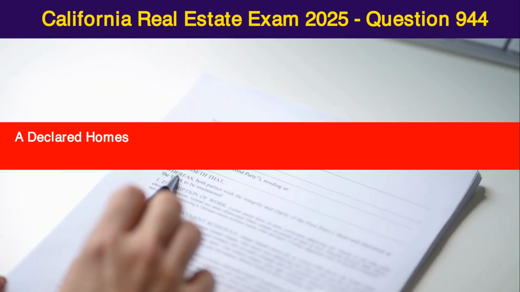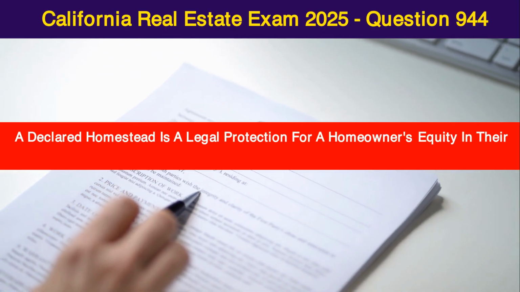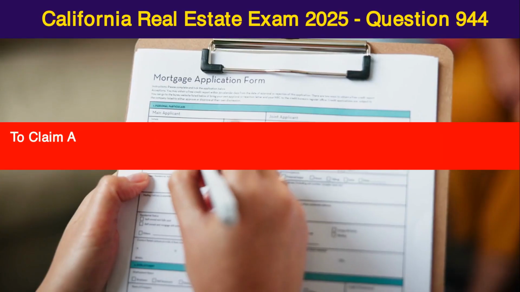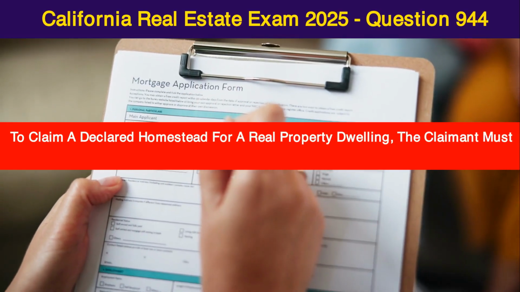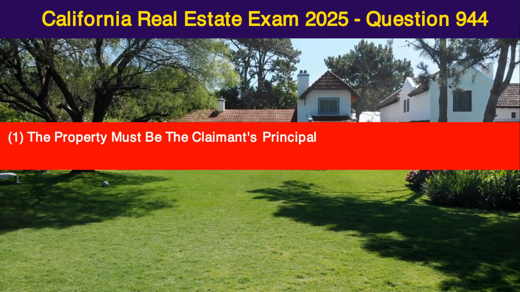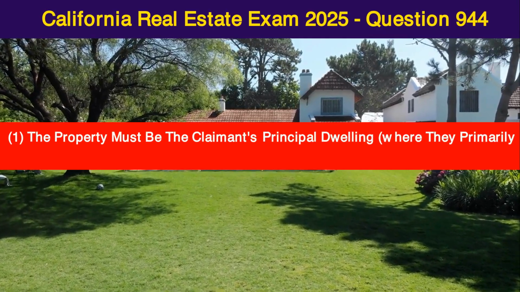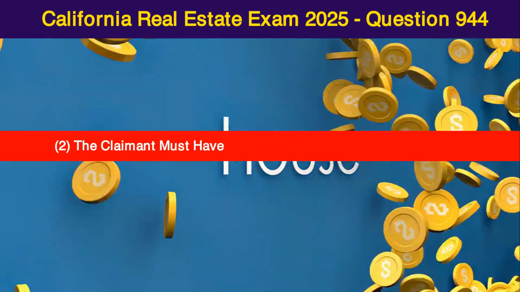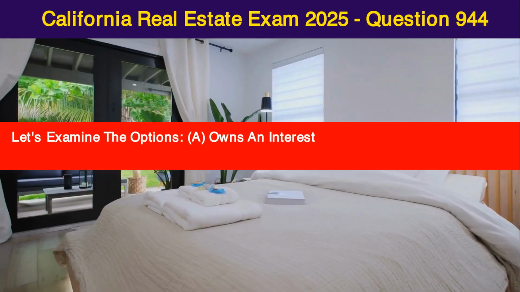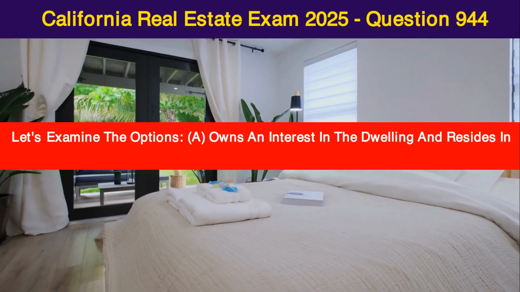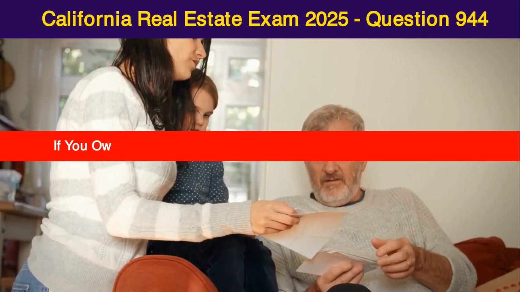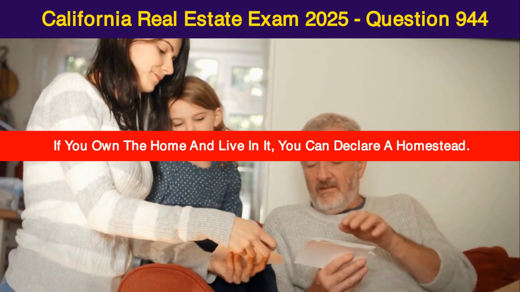Either A or C. A declared homestead is a legal protection for a homeowner's equity in their principal residence, safeguarding it from certain creditors. To claim a declared homestead for a real property dwelling, the claimant must meet specific criteria. 1. The property must be the claimant's principal dwelling, where they primarily reside. 2. The claimant must have an ownership interest in the dwelling. Let's examine the options. A. Owns an interest in the dwelling and resides in it. This is a direct and clear qualification. If you own the home and live in it, you can declare a homestead.